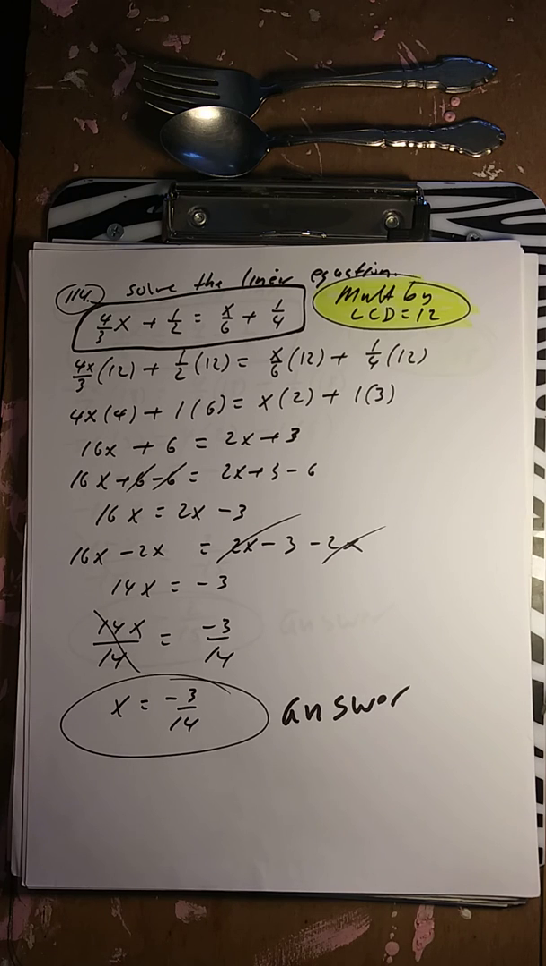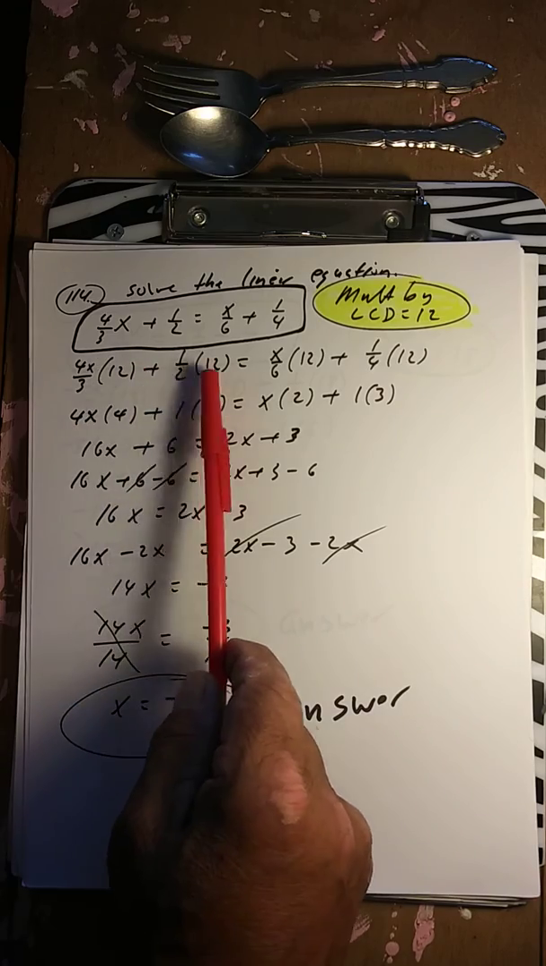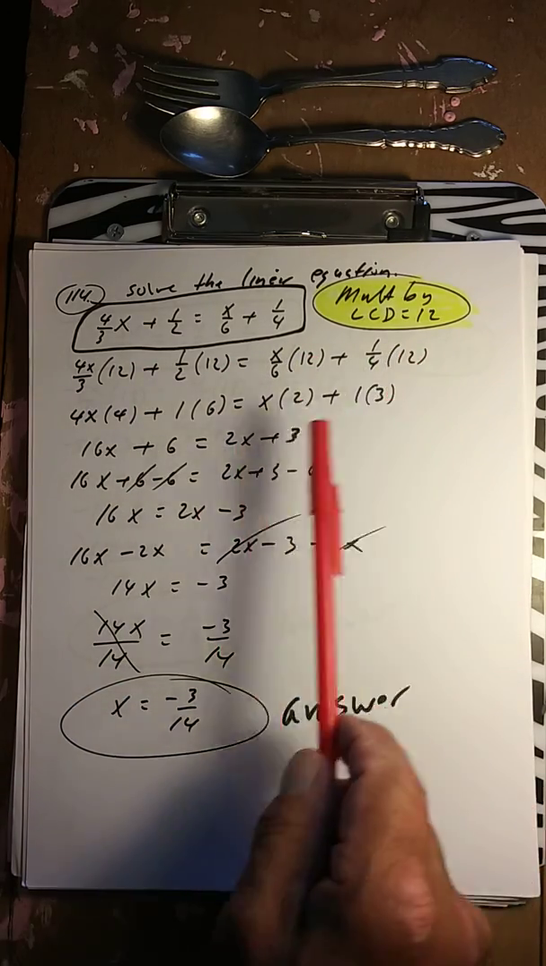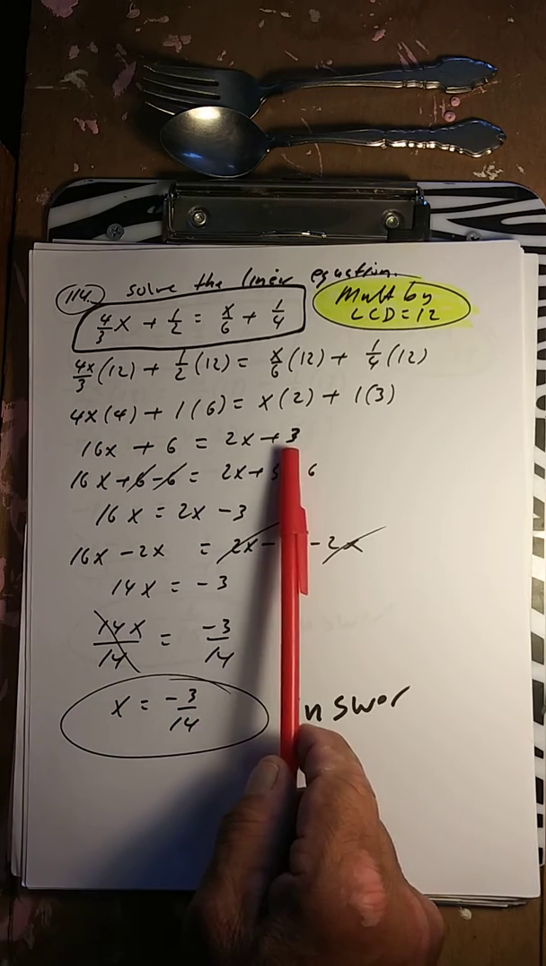Solve the linear equation, multiply with the LCD, which is going to be 12 for this one. Multiply everything by what? 12. So 12, 12, 12, 12. 3 divides 12, 4. 2 divides 12, 6. 6 divides 12, 2. 4 divides 12, 3. So we have 16x plus 6 equals 2x plus 3.